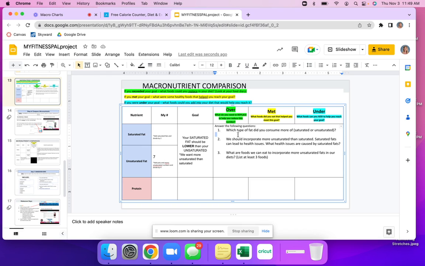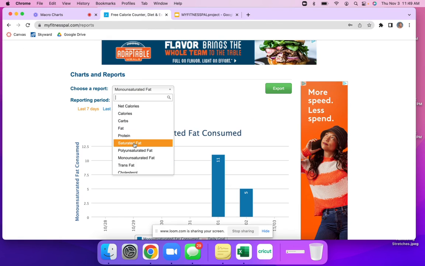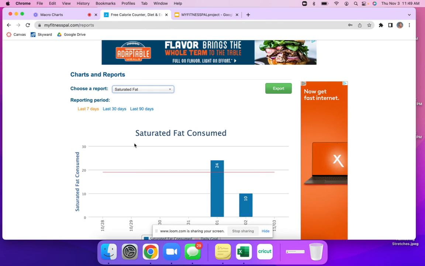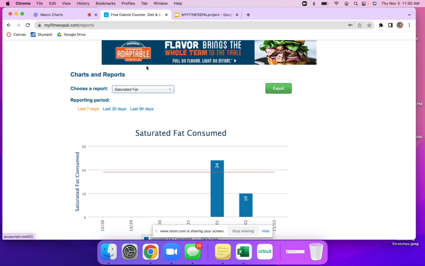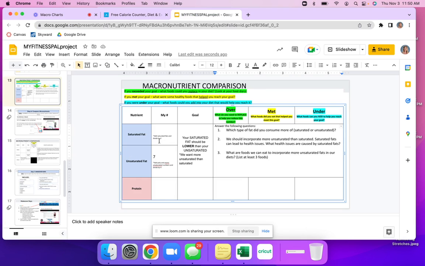But it's asking what type of fat did you consume more of? So if I actually did my saturated fat, then I would do 24 plus 10 is 34, divided by 2 is 17. So then I would write here 17. And I consumed more saturated fat, which is probably what most of you are going to do. And then it's saying we want to incorporate more unsaturated than saturated.